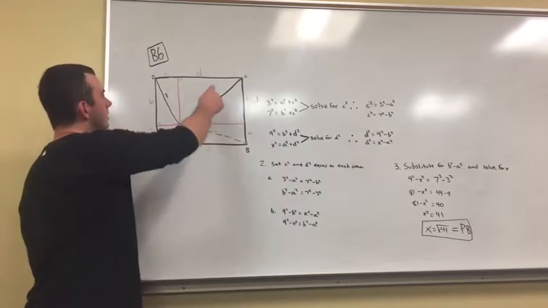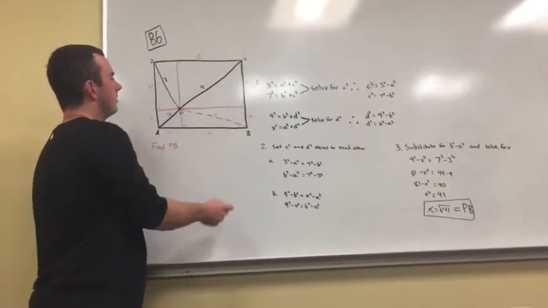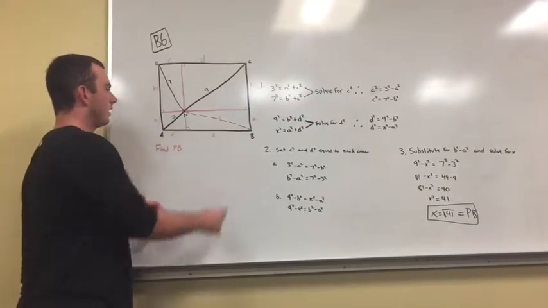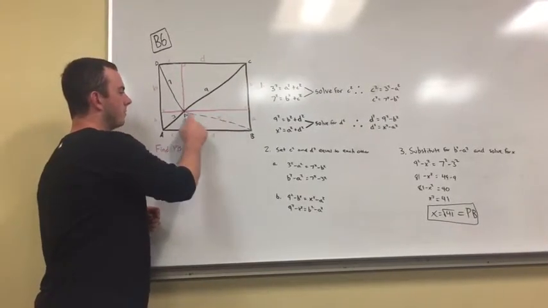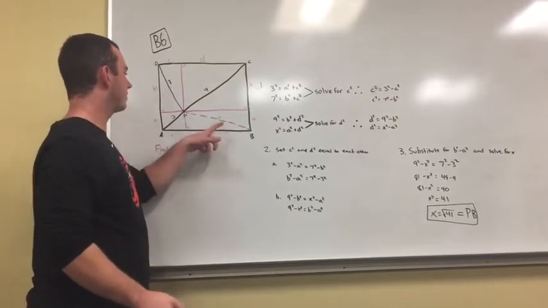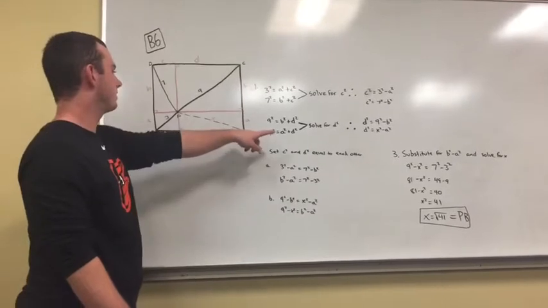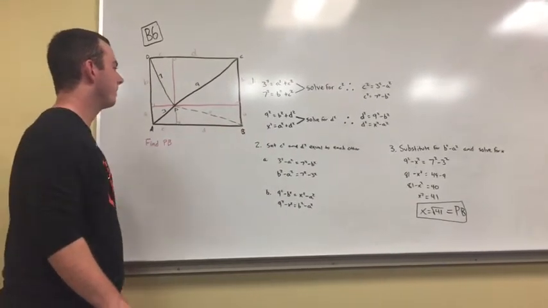Then I took this triangle here and made it 9 squared is equal to b squared plus d squared. And then to be able to solve for PB, I let PB equal x, and I made x squared, since it's the hypotenuse, equal to a squared plus d squared.